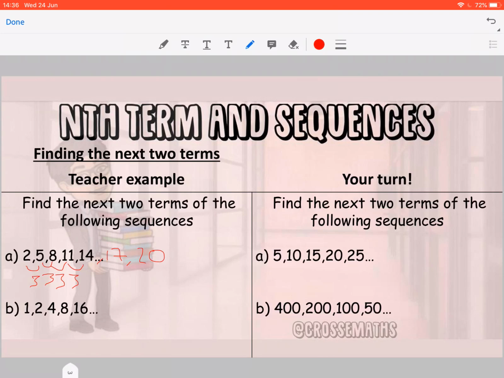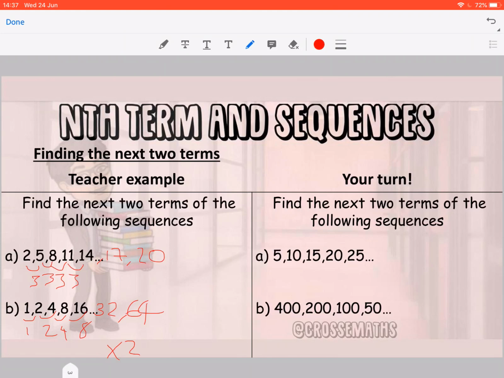This one down here, it doesn't seem to be going up in the same amount each time. It goes up in 1, 2, 4, 8. Okay, it just goes up in different amounts each time. So in this one, you've got to try and pick apart what's actually happening. 1 to 2, 2 to 4, 4 to 8, and 8 to 16. What's happening, it's times by 2 each time. So 16 times by 2 is 32. 32 times by 2 is 64. Okay, it's doubling. So some of them go up in nice straight lines. Some of them don't. They double or divide by 2 or something different each time.